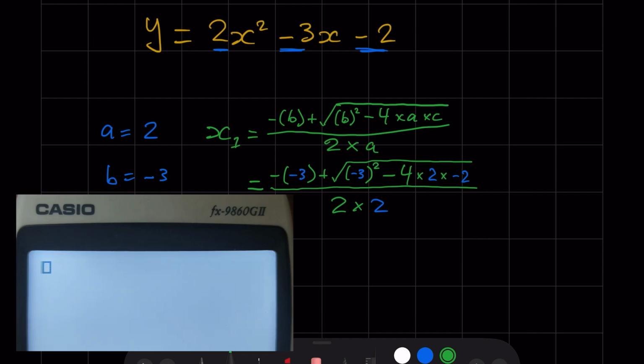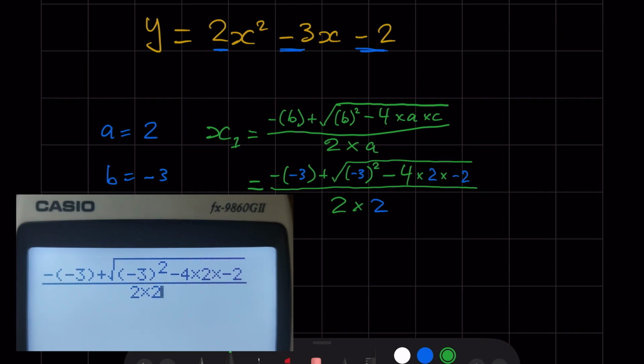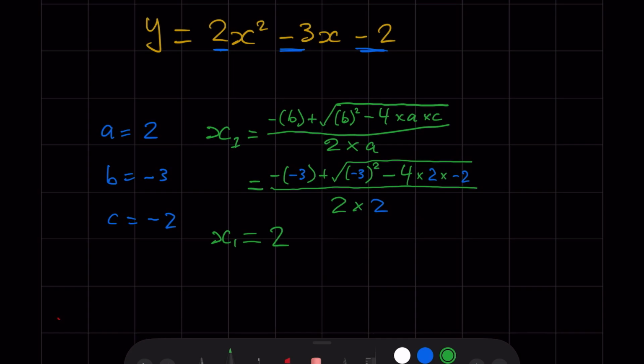I'll put this into my calculator. So I'm going to start with a fraction: negative 3 plus the square root of (negative 3) squared, take 4 times 2 times negative 2, over 2 times 2. So we've got my negative 3's inside the bracket. We have negative 4 times 2 times negative 2, and all of that is over 2 times 2, equals 2. So x1 equals 2.